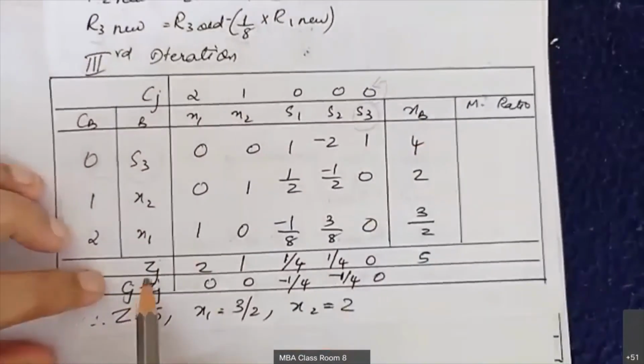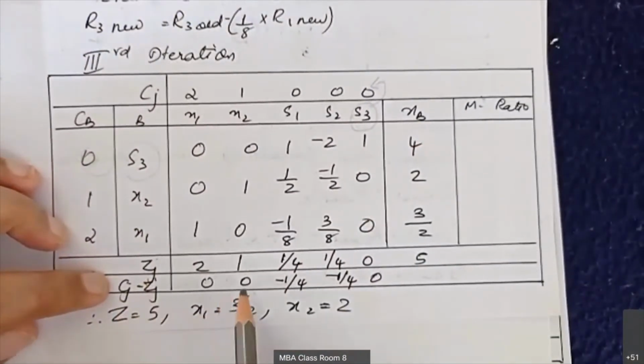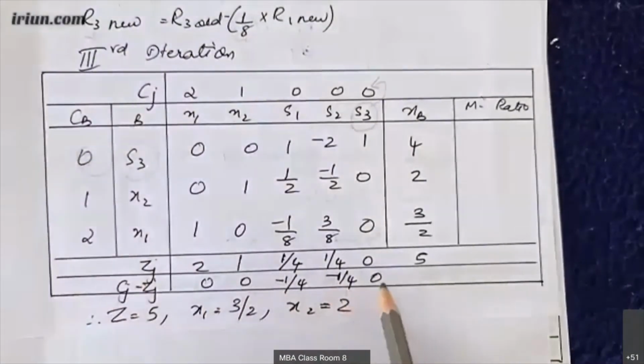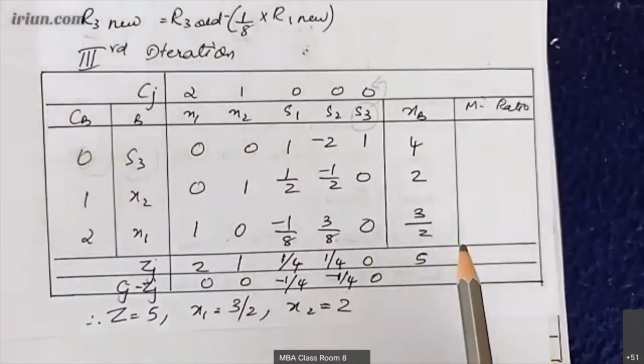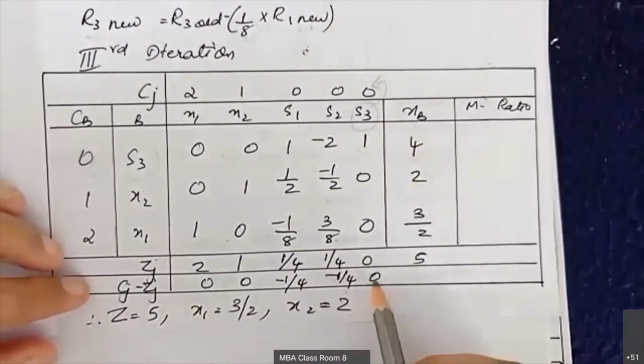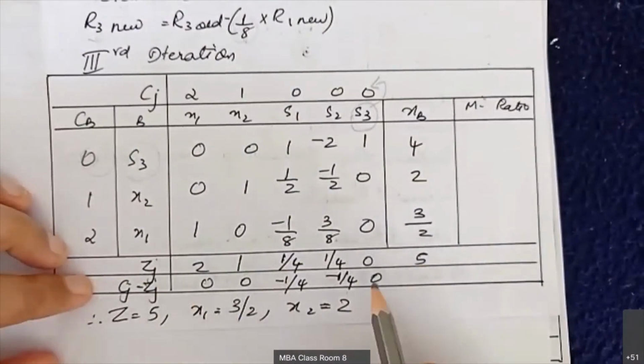Again, I am going to check for Cj minus Zj. Here it is 0, 0. Here it is negative 1 by 4. Here it is again negative 1 by 4 and 0. So all the values are either 0 or negative numbers. So I don't have to go for further iterations. All my iterations are over.